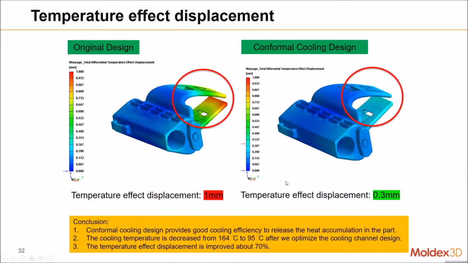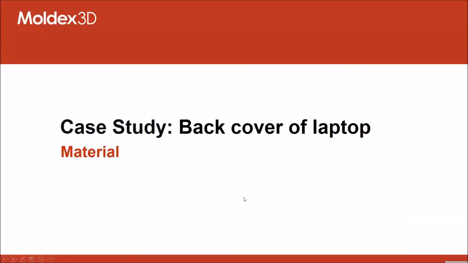Okay, so the conclusion here is conformal cooling design provides good cooling efficiency to release the heat accumulation in the part. The cooling temperature decreased from 160 C to 95 C after we changed our cooling design, and the temperature effect displacement is improved about 70%. Okay, so the last one is the back cover, and it's also utilized in the laptop.